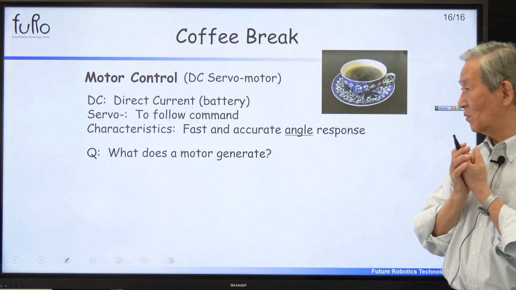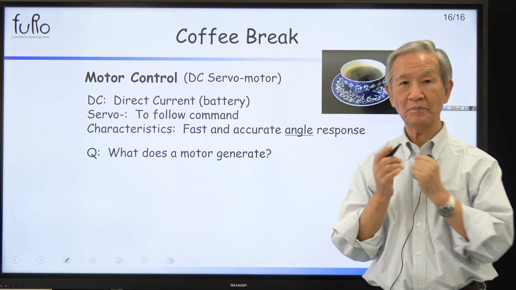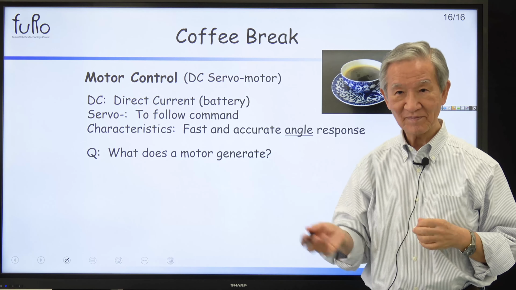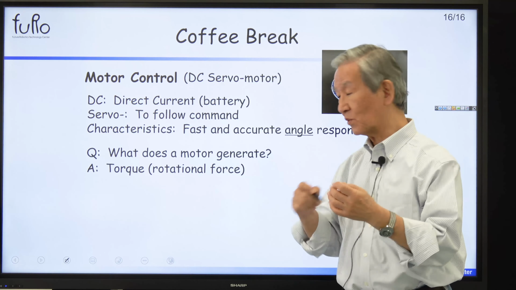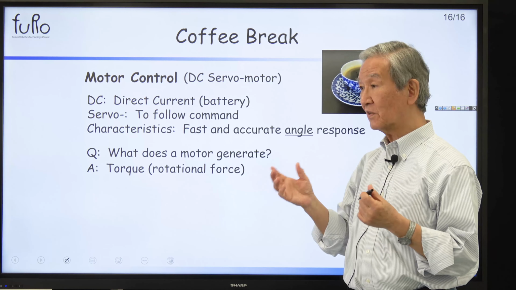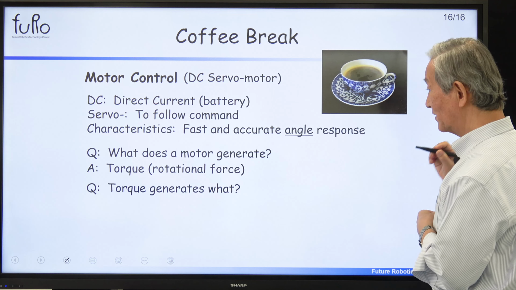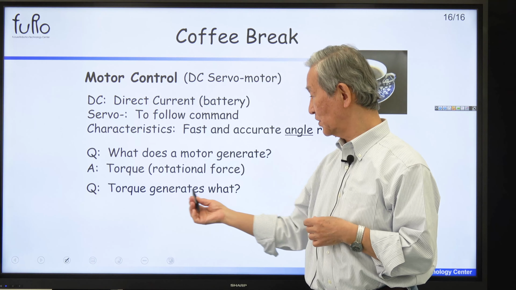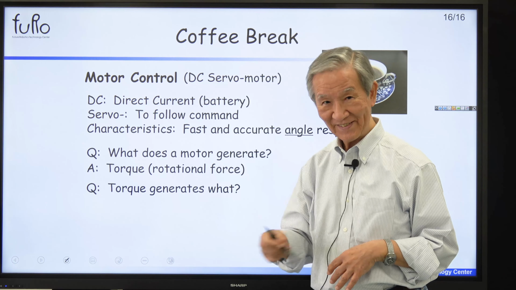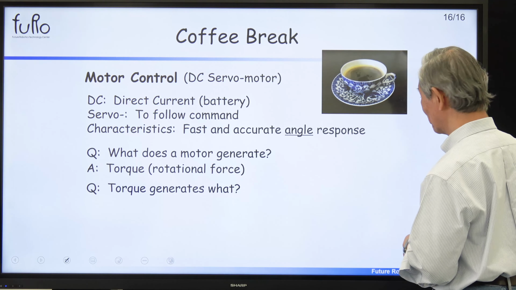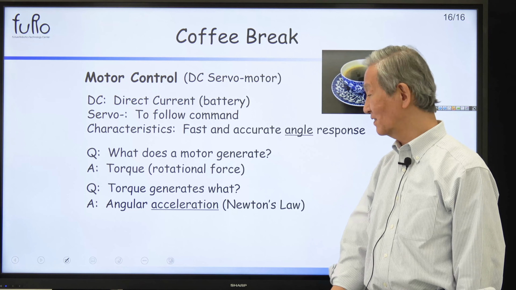So, first question, what does a motor generate? What do you think a motor generates? Rotation? Not so quick. It generates a torque, rotational force. What it generates is a torque, the force. Okay? And then, what does a torque generate? Rotation, right? Not quite. It generates angular acceleration.